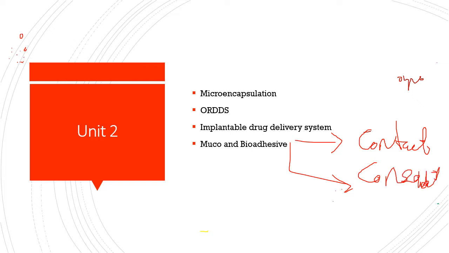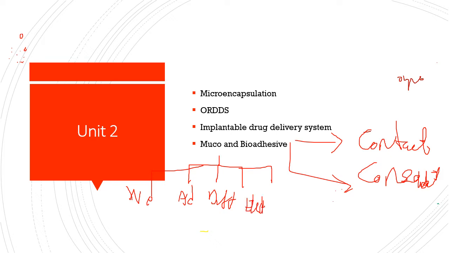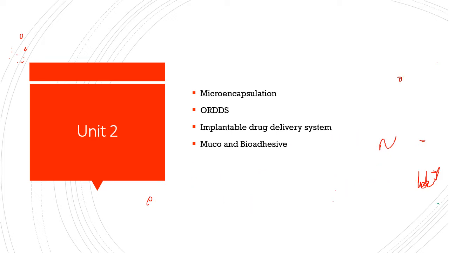Another important thing that you need to remember is with respect to the theories. Wetting, adsorption, diffusion, electronic, mechanical, and fracture theory. These are very important theories that you need to remember when you speak about muco and bioadhesive delivery systems.